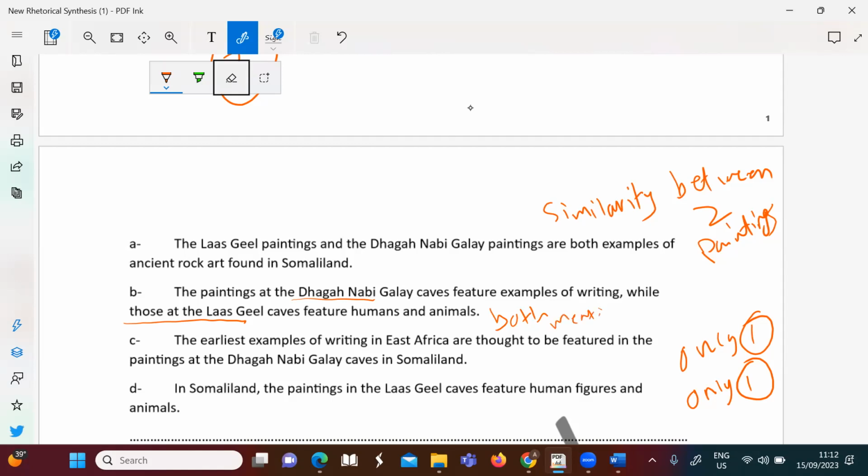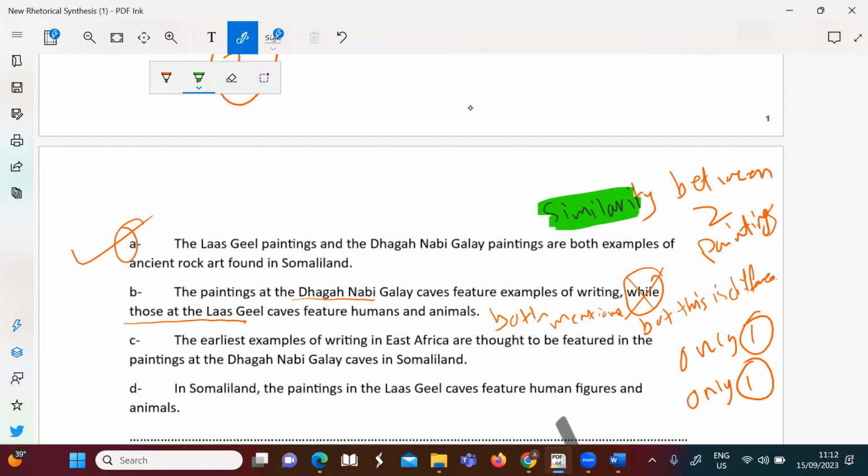Very good. Both are mentioned, but B shows a difference, and I need a similarity. What's the clue that there is a similarity in choice A? Are both examples of ancient rock art found in Somaliland? Very good. Both are examples. That's the similarity. Thank you so much.